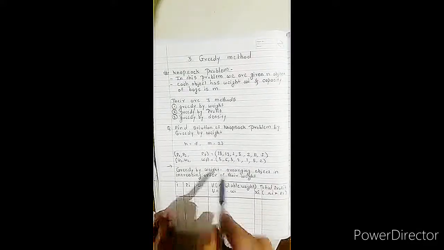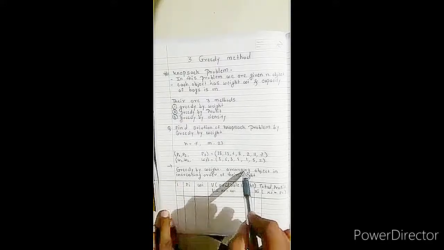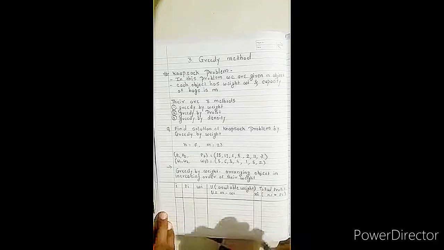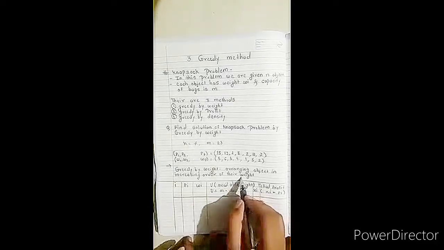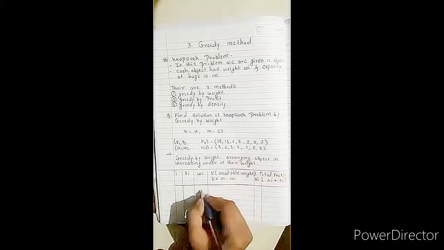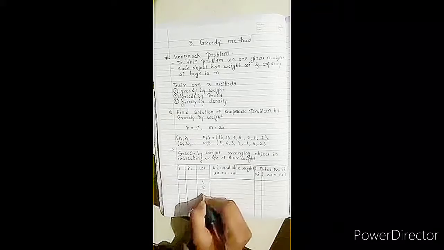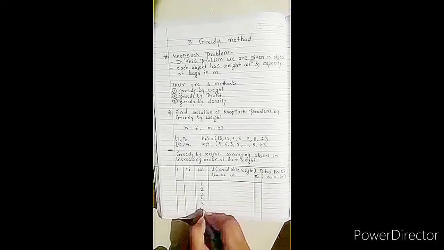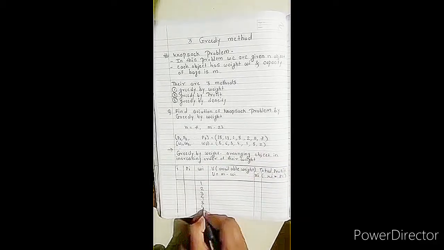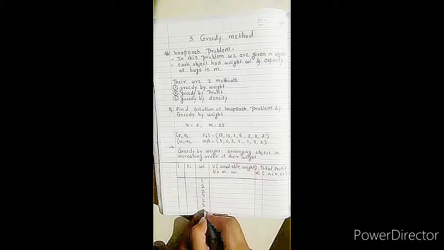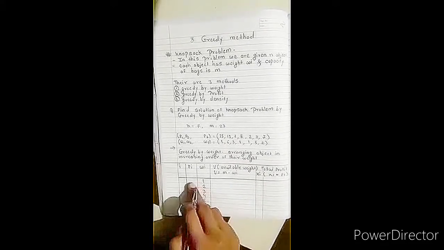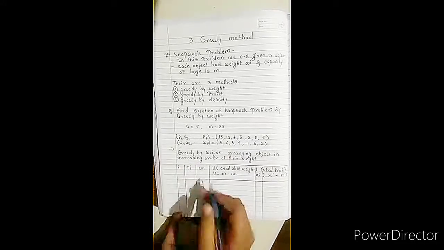So greedy by weight, in that method we arrange the objects in increasing order of their weight. So draw the table, and first we arrange the weights in increasing order: weight 1, 2, 3, 4, 5 and 6. According to their profits, we note them down here.